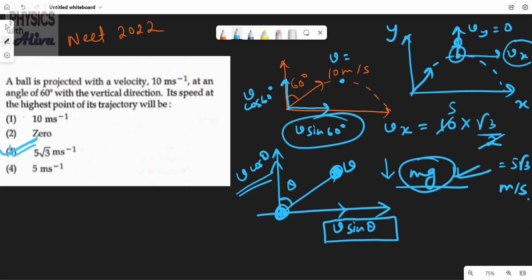This is the answer. I hope you can understand this. If you have any doubt or any query, you can ask in the comment section.